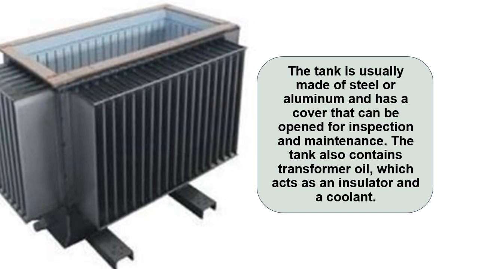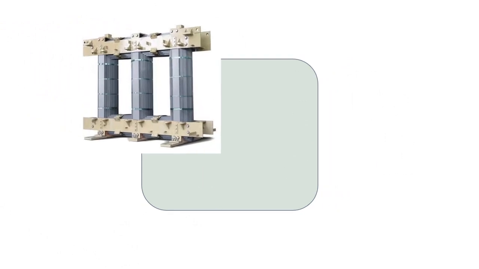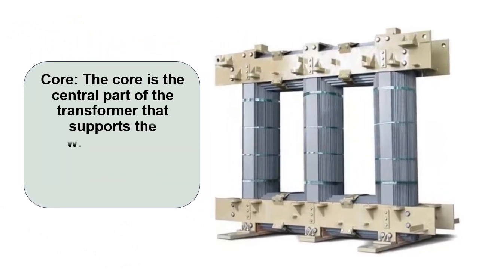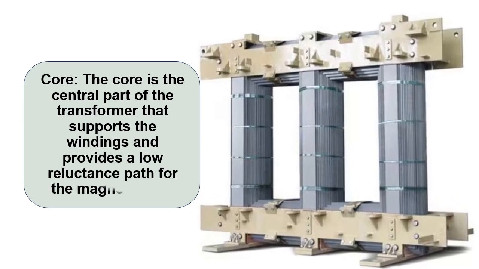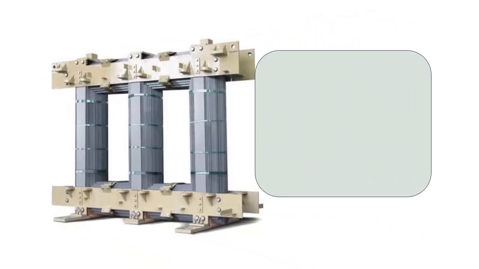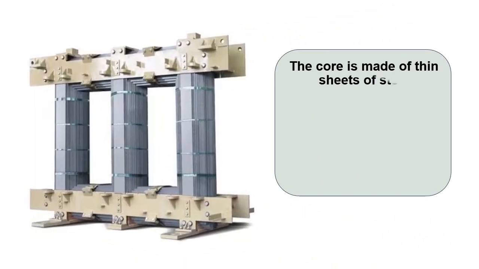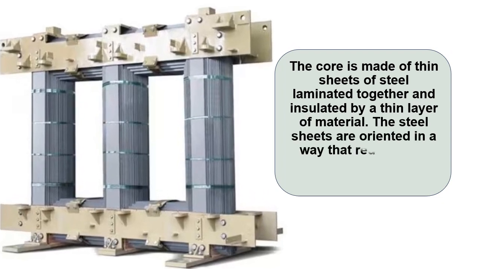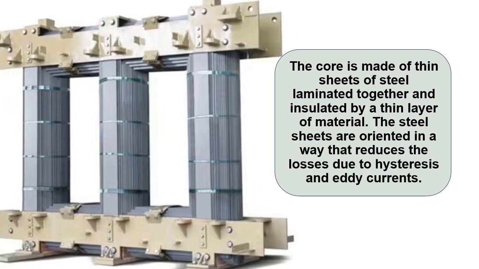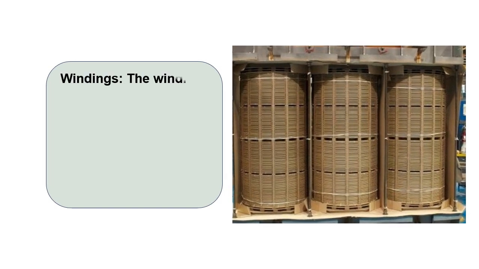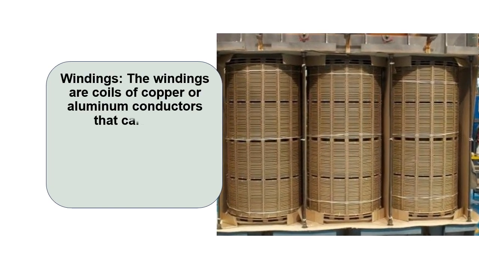Core. The core is the central part of the transformer that supports the windings and provides a low reluctance path for the magnetic flux. The core is made of thin sheets of steel laminated together and insulated by a thin layer of material. The steel sheets are oriented in a way that reduces the losses due to hysteresis and eddy currents.